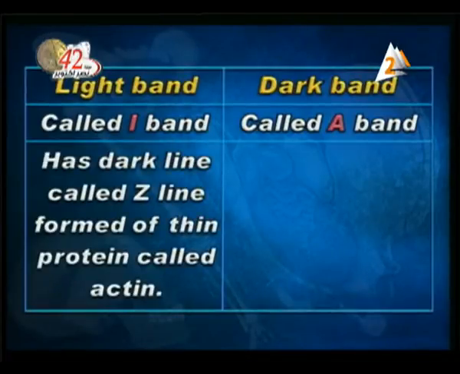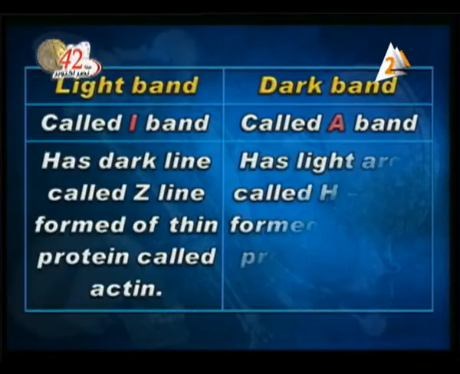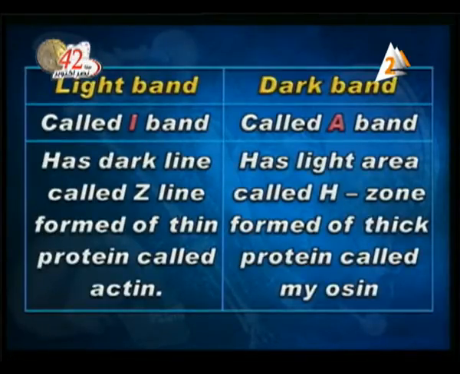Light band has a dark line called Z line, formed of thin protein called actin only, while dark band has a light area called H zone. This is a semi-lighted area formed of thick protein called myosin. I'm going to say that again, please concentrate. Light band is called I band, while dark band is called A band.